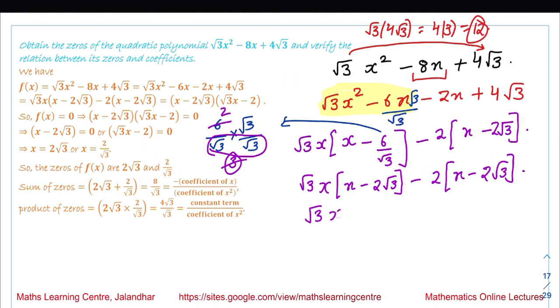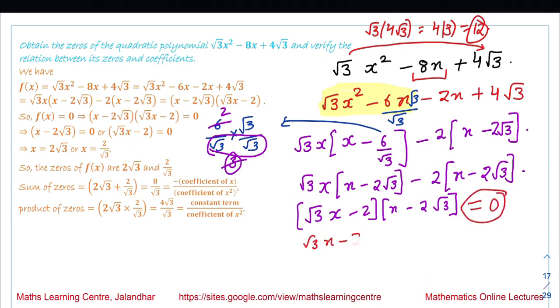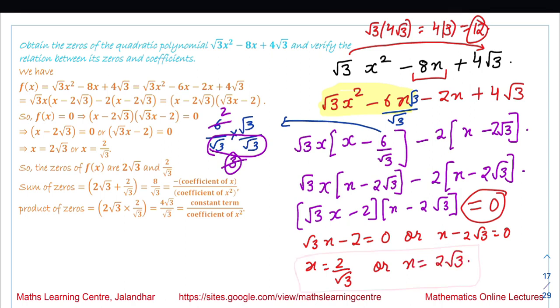So it is (√3x − 2)(x − 2√3). When we have to find the zeros of this polynomial, we will equate it equal to 0. We will get √3x − 2 = 0, or x − 2√3 = 0. This gives us x = 2/√3, or x = 2√3. So these are the two zeros of this polynomial.